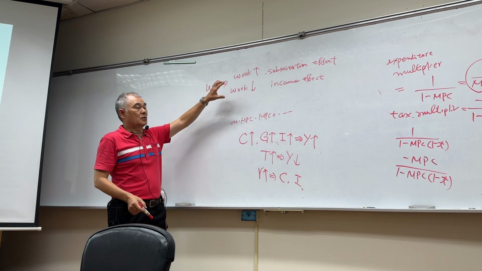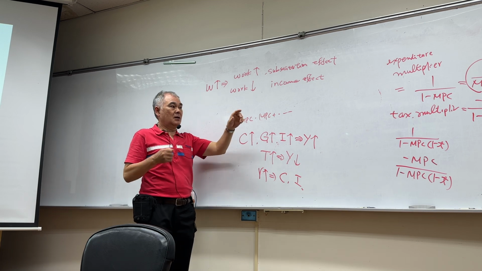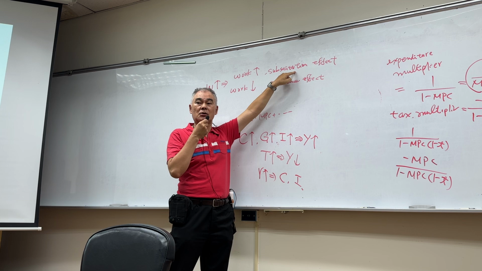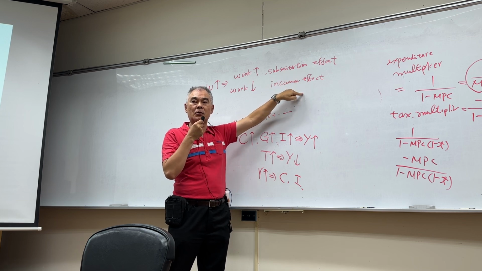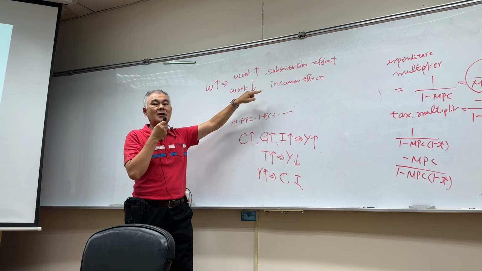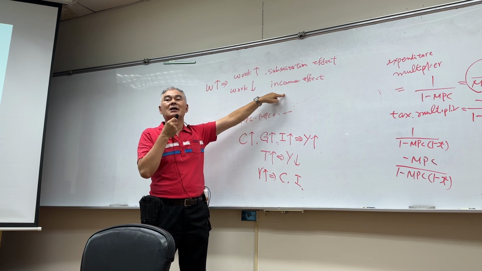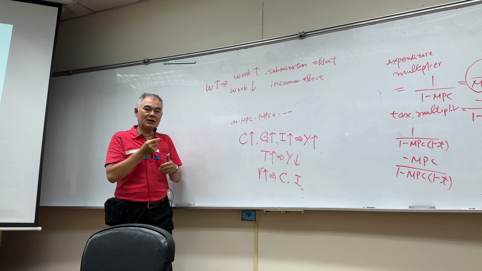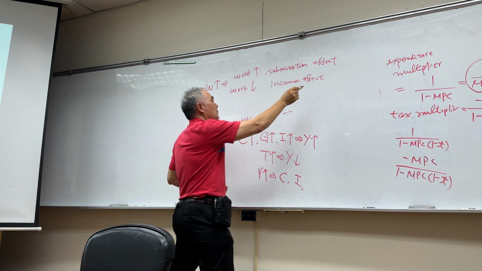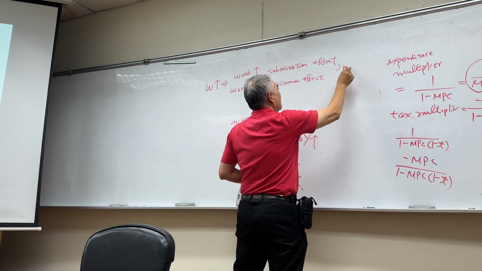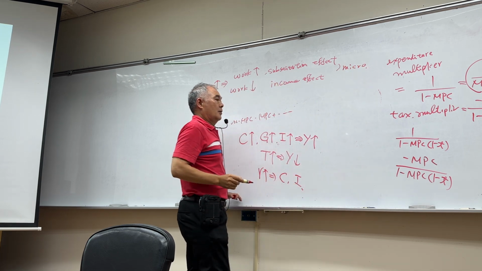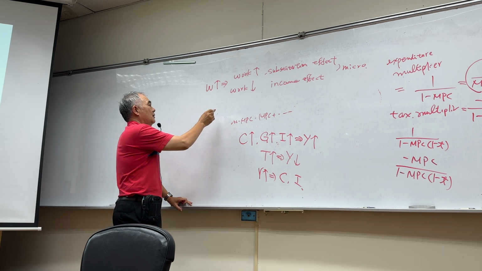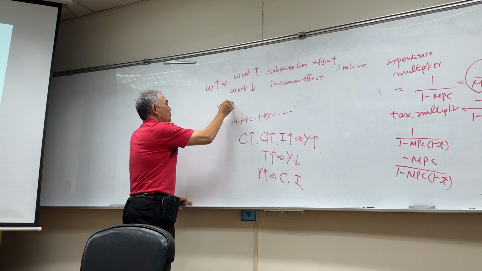Sometimes the income effect will outweigh the substitution effect. So when your wage rate goes up, sometimes you actually work less rather than work more. But that is for micro. In terms of macroeconomics, what do we say? We say if the wage rate goes up, people work more.